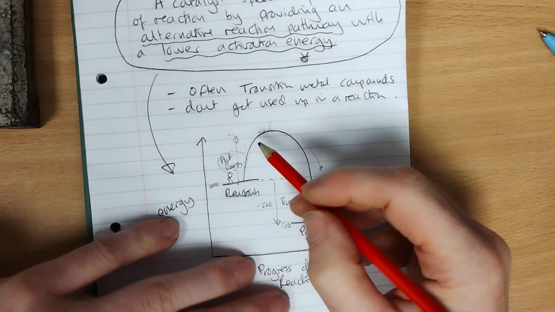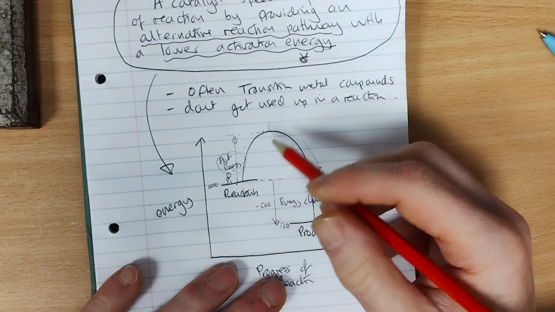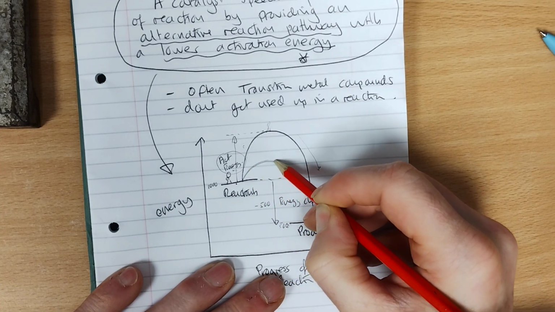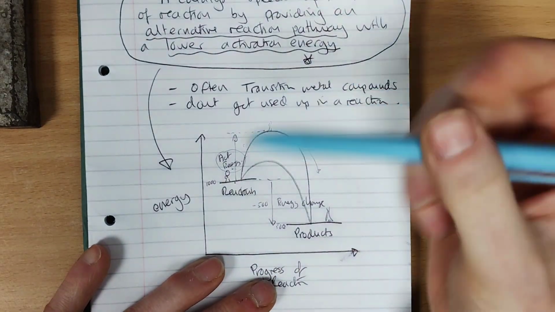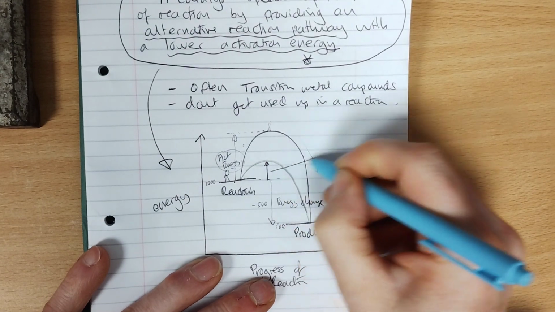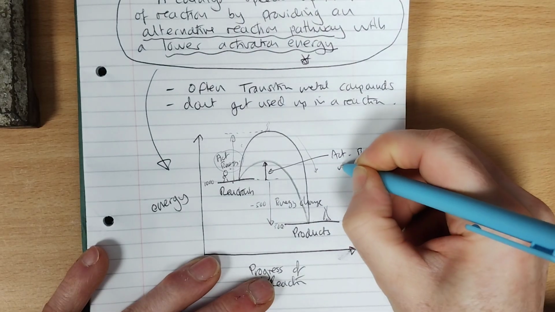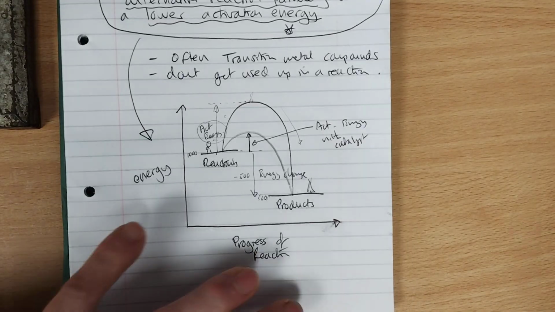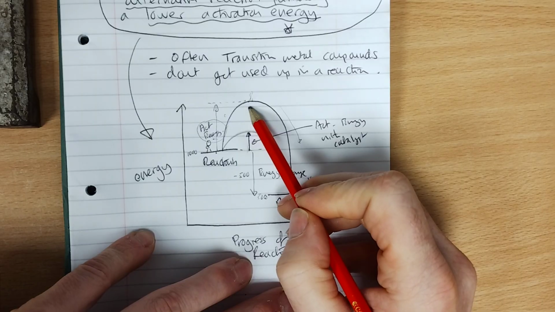So what we can do on this diagram is draw a curve for what a catalyst does. All I'm going to do, from the same point, is draw a little bump underneath. This here, to the top of this curve, is the activation energy with catalyst. And you can see that it is a much smaller bump than without the catalyst.